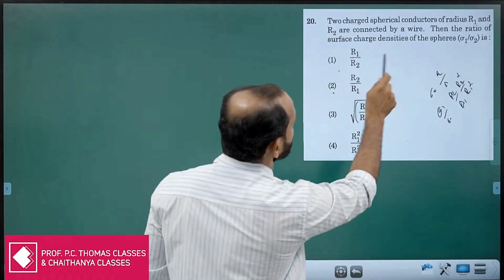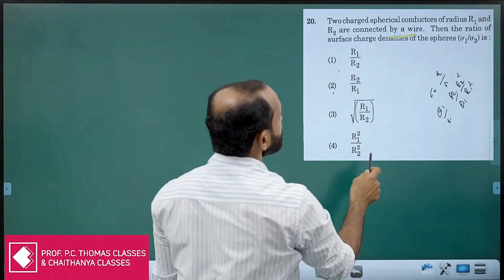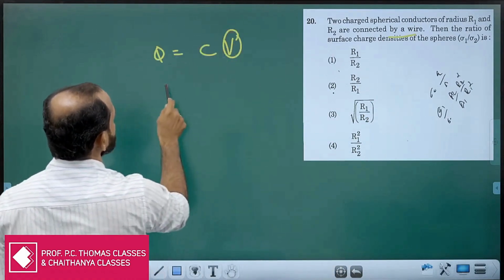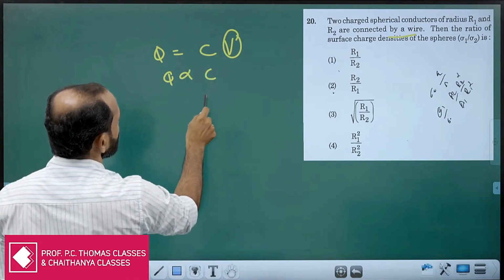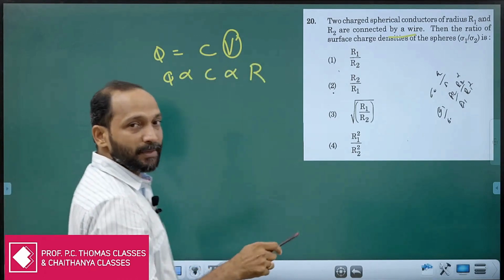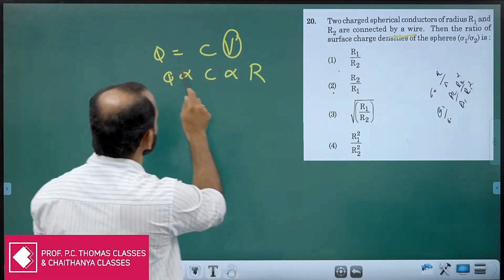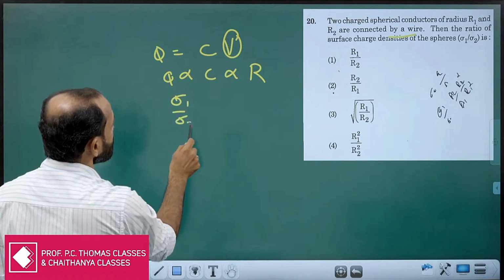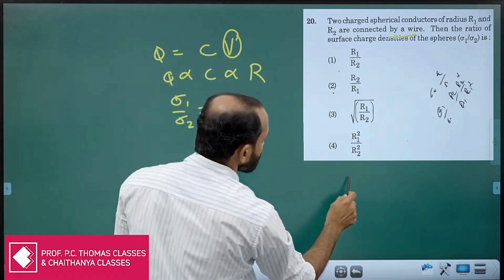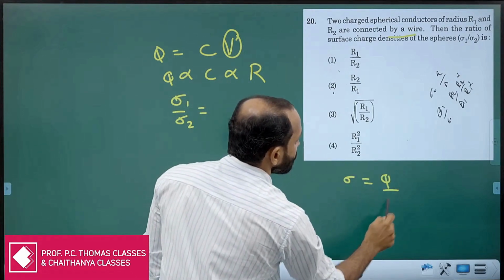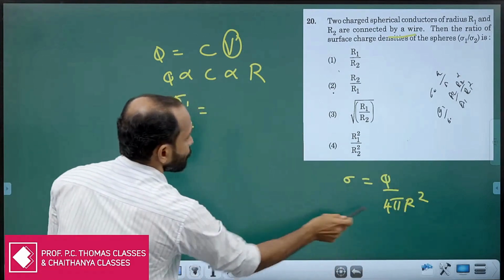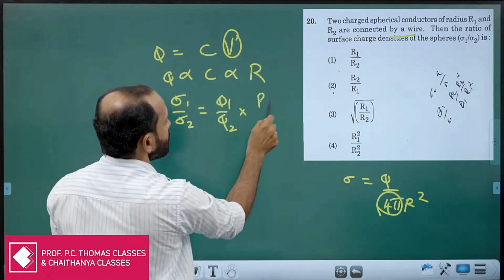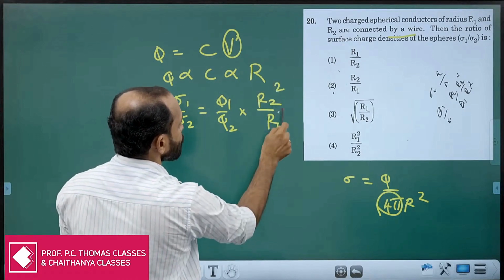20th one. Two spherical conductors connected by a wire means both have the same potential. Okay, potential is a constant. See, Q is equal to CV. V constant, so Q is proportional to C, but C is proportional to radius, for a spherical capacitor, capacity 4 pi epsilon 0 R. So Q is proportional to R. That is why, for surface charge density sigma, sigma 1 by sigma 2 is equal to, what is its formula? Sigma is equal to Q divided by 4 pi R square. So 4 pi is a constant. Sigma 1 by sigma 2 can be written as Q1 by Q2 into R2 divided by R1 whole square.